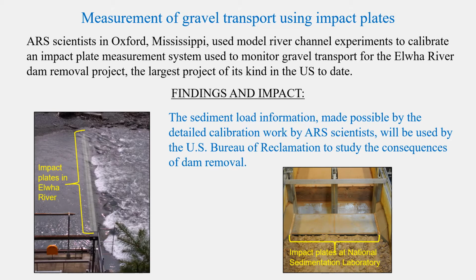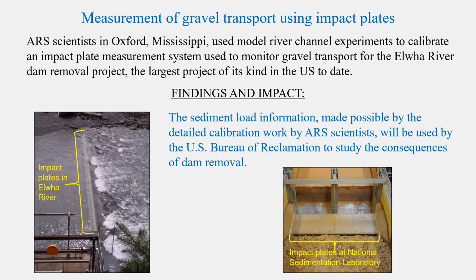Gravel, which had been stored in a reservoir, began moving downstream following the removal of two dams on the Elwha River in 2012 and 2014. The entrained gravel could potentially cause channel instability and capacity issues downstream, so the gravel needed to be measured for both engineering and ecological reasons.